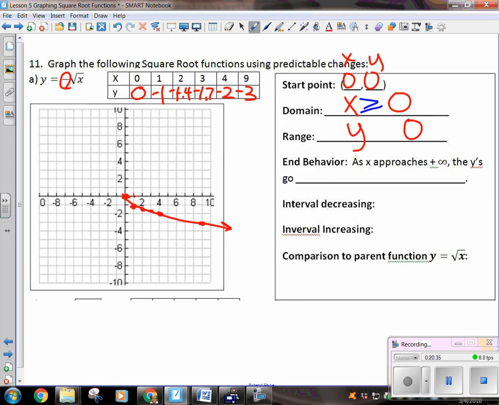Let's go y's. Greater than or less than? Less than on the y's. Because it goes down. It goes down as less than. The graph does. You're looking at the graph. As x approaches positive infinity, so if x gets bigger and bigger and bigger, where are the y's going? Negative. To negative what? Infinity. Interval decreasing.